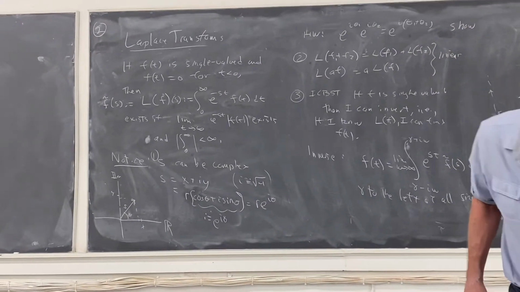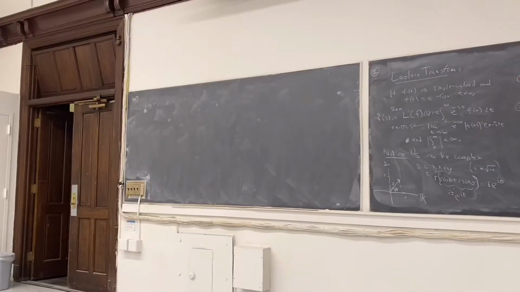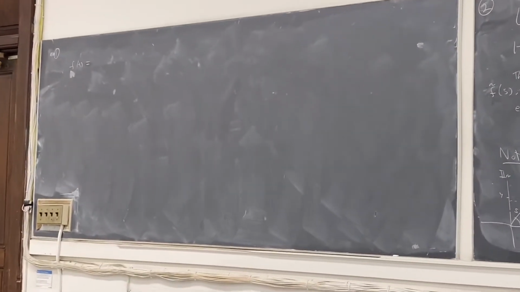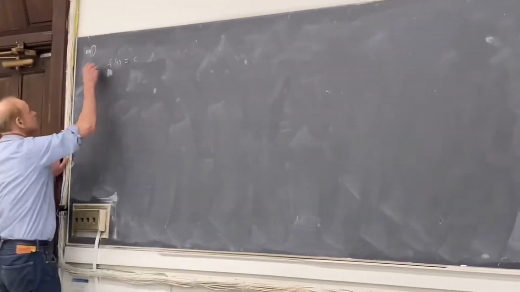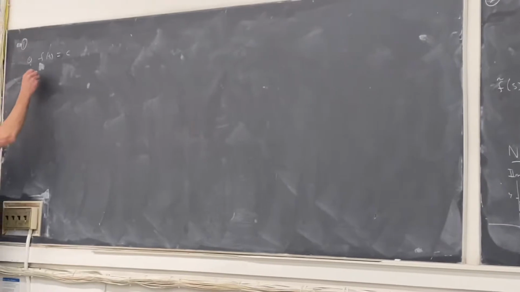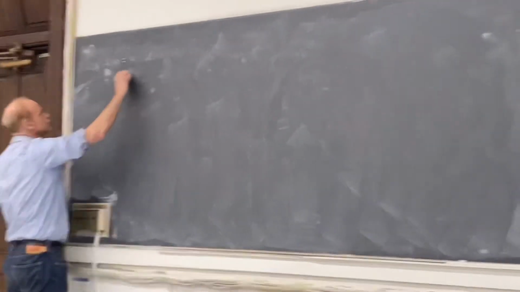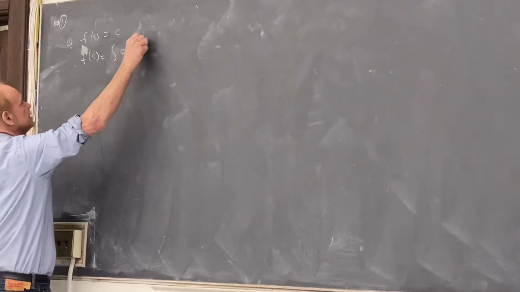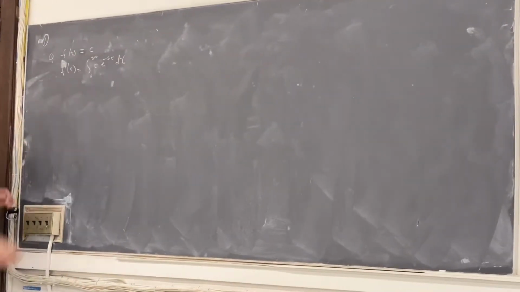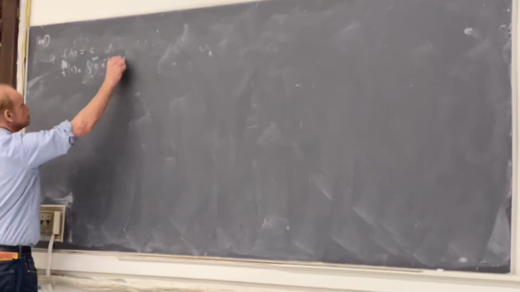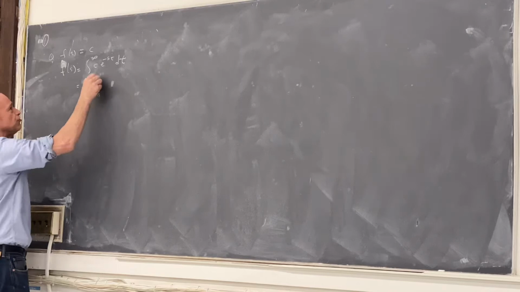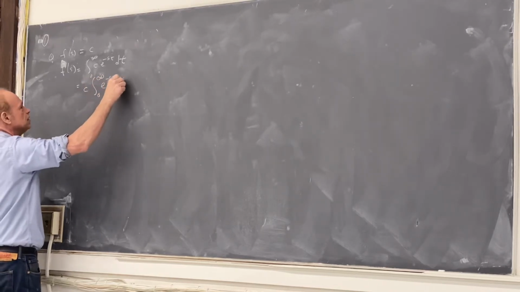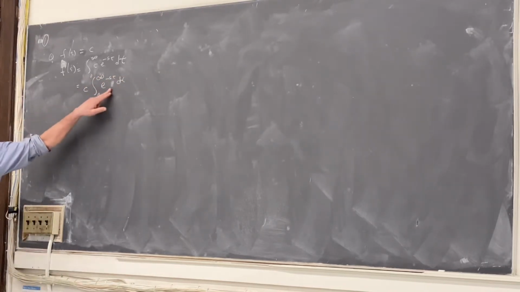All right, so let's look at a few examples that I want to do. Let f be a constant. Then f tilde of s is the integral of c times e to the minus st dt from 0 to infinity. And let's go through the details of that. I can pull the c out. This is equal to c times the integral from 0 to infinity of e to the minus st dt. And what's the integral of e to the minus st dt?